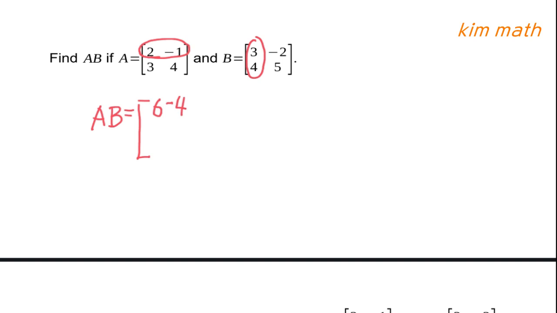Now for this position, if you choose the first row, second column, then the number must be here, right? So 2 times negative 2 is negative 4. Negative 1 times 5 is negative 5. Okay? Please repeat this job.